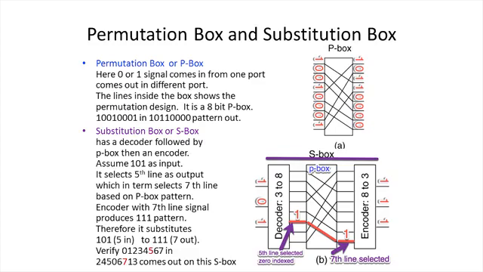Also, we can verify the bit patterns with the equivalent of 0, 1, 2, 3, 4, 5, 6, 7 decimal coming in. Each of them will produce the equivalent bit pattern of 2, 4, 5, 0, 6, 7, 1, 3 decimal value coming out.